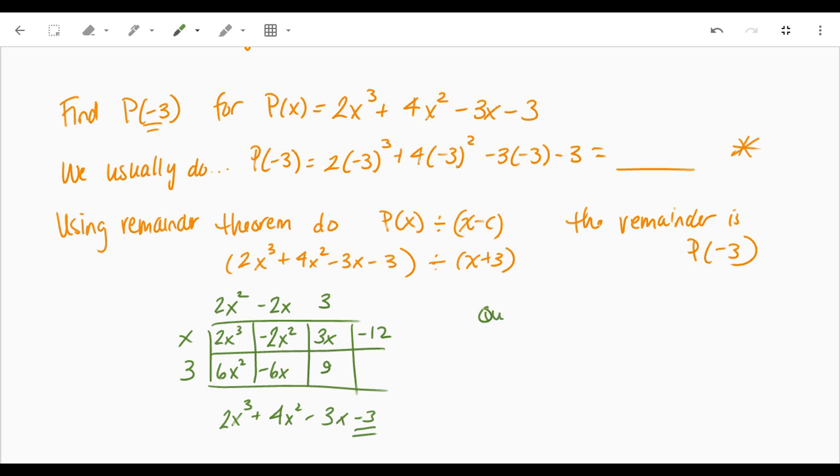So our quotient is 2x squared minus 2x plus 3. Our remainder is negative 12, and that means that P of negative 3 is negative 12. That's kind of neat how that works out.